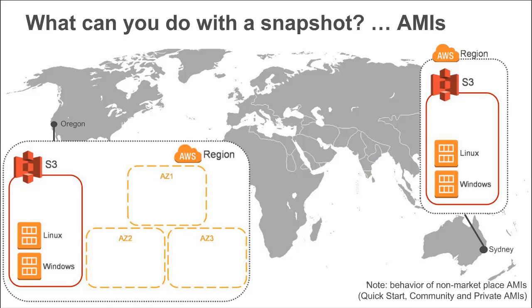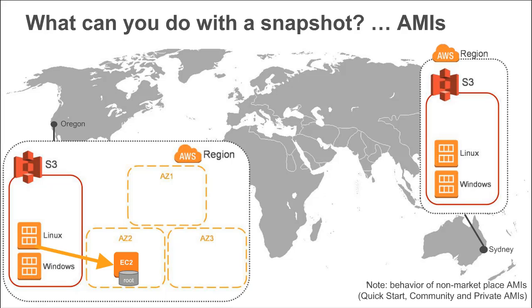Well, how else can we use snapshots? We can use snapshots to build and share custom AMIs, or Amazon Machine Images. An AMI is essentially a template or a virtual machine of an EC2 instance, and it is stored durably in Amazon S3. There are many Windows and Linux-based AMIs publicly available in each AWS region, and they're used to launch instances quickly and reliably.